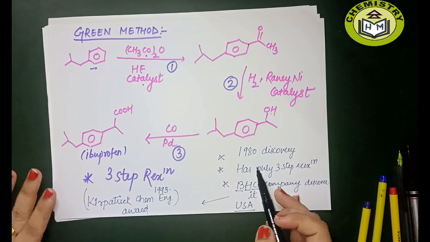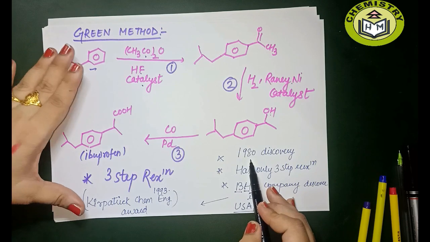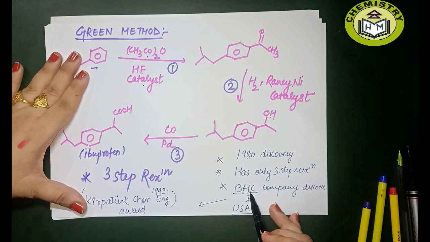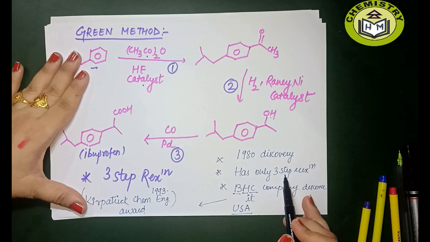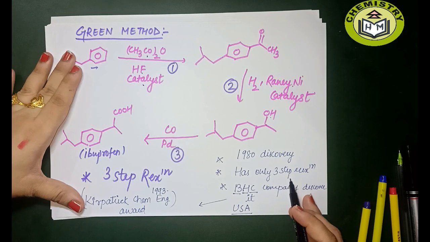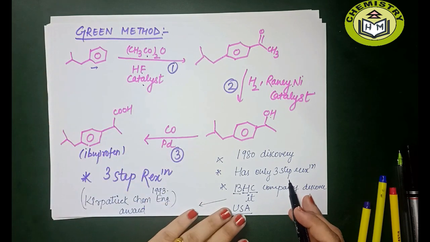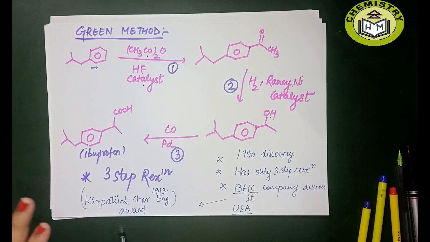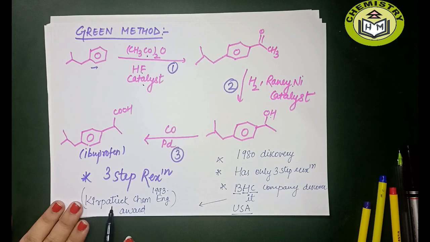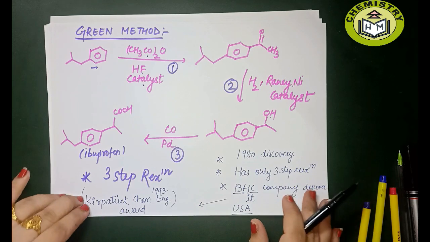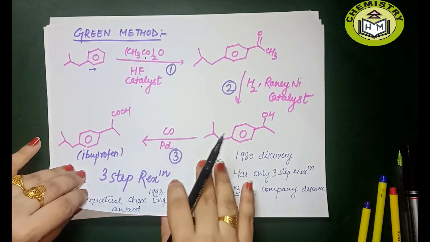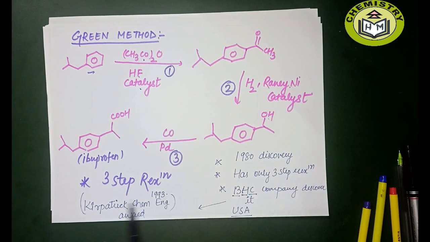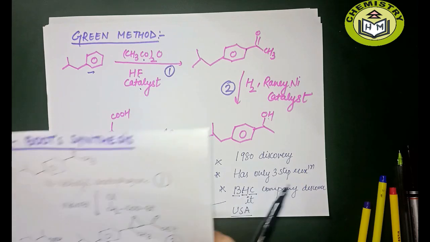I am again repeating, in 1980 this method is discovered by BHC company. It has 3 steps. This is a green methodology. This method is discovered in USA, and after the discovery this company is awarded with the Kirkpatrick Chemical Engineering Award in 1993. Now come to the main point, which method is important.